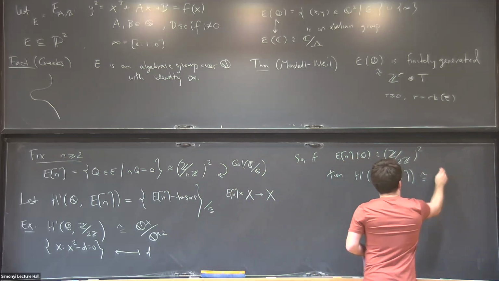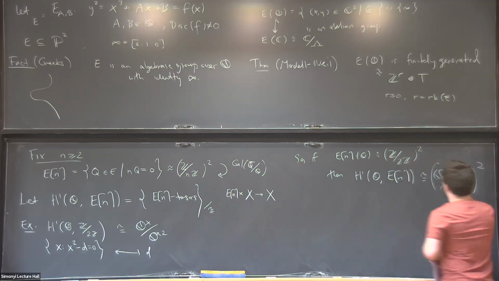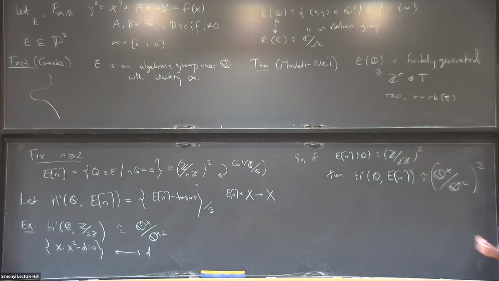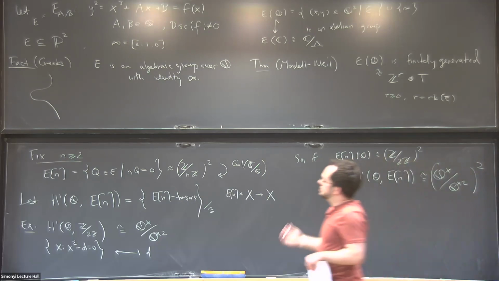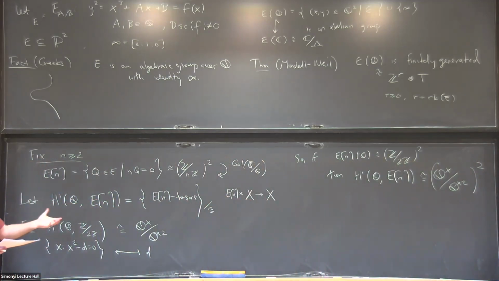will be abstractly isomorphic to the square of this group. You have two copies of this and you get this. Okay, so far this is just abstract nonsense. But the point is that we know nothing really about the rational points on the elliptic curve. That's the whole problem. We don't have access to them.